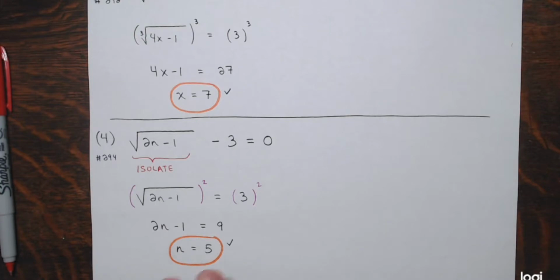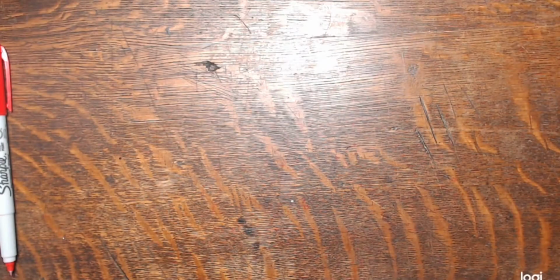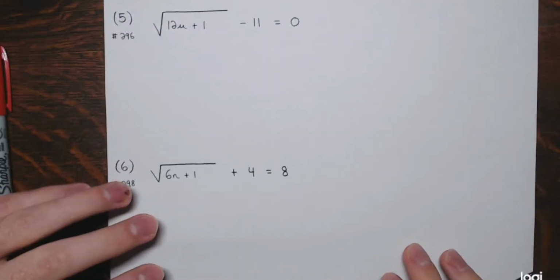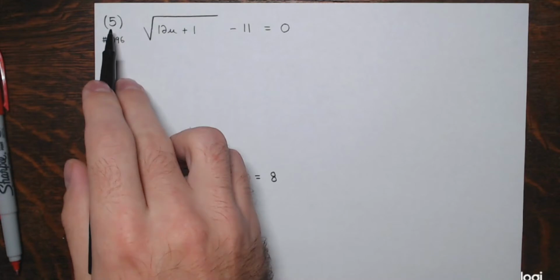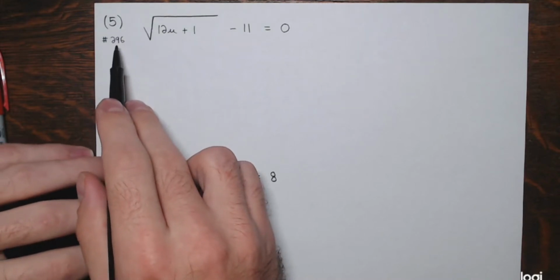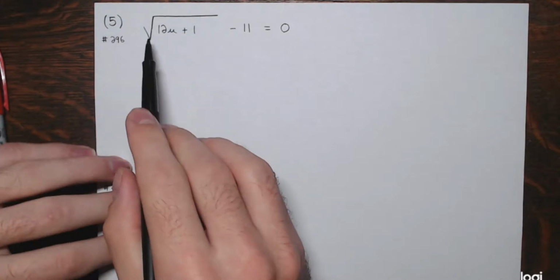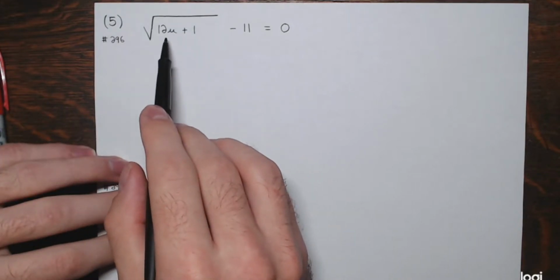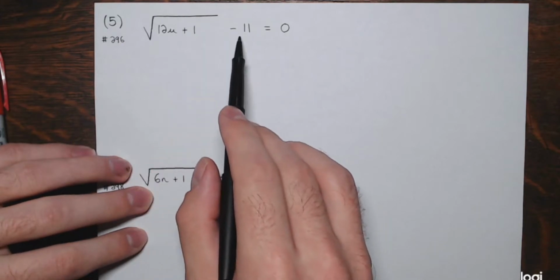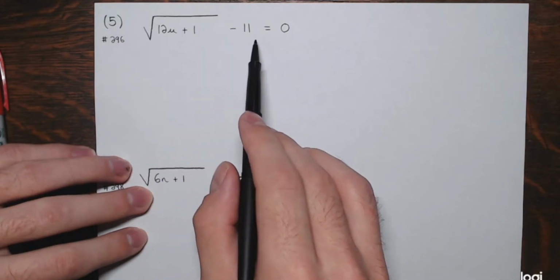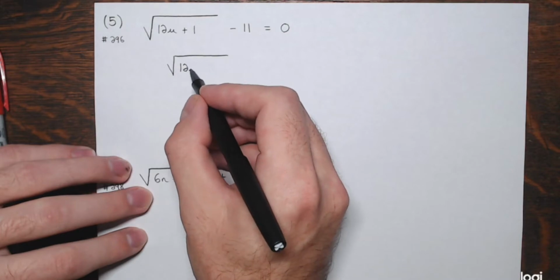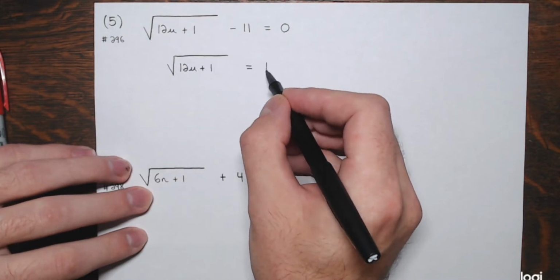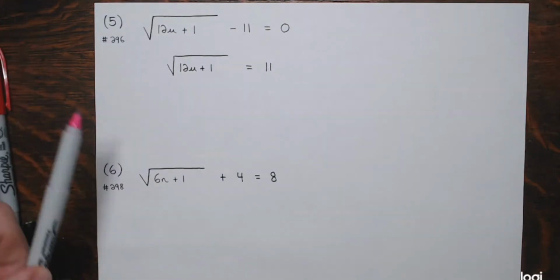Great. Next question. In fact, the next page is very similar. The next few questions, where the radical isn't isolated, I have to isolate the radical first. So number 5 corresponds to number 296 in the text. So once again, I have this radical term, the square root of 12u plus 1, that I want to isolate, right? So get rid of the minus 11 by adding 11. So that'll give me the square root of 12u plus 1 equals positive 11, right? And now I isolated the radical.